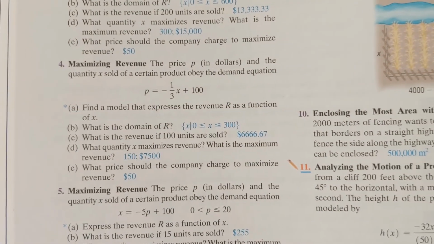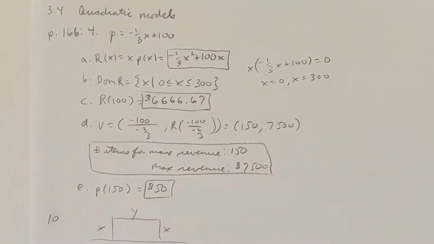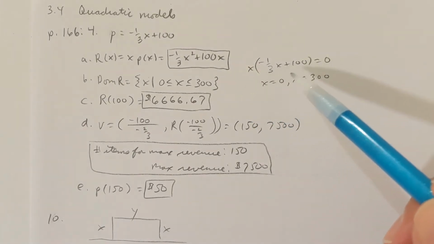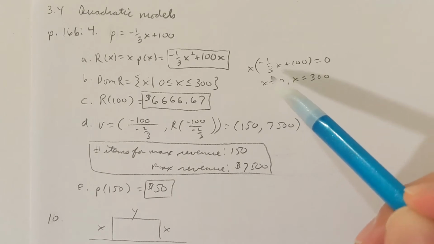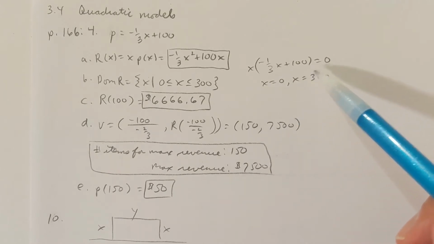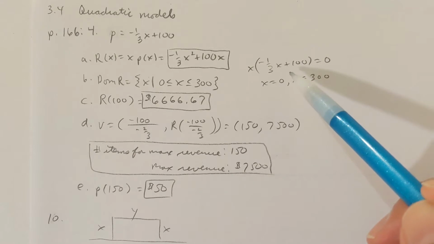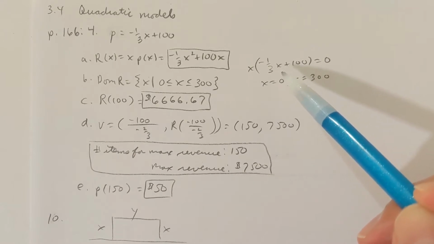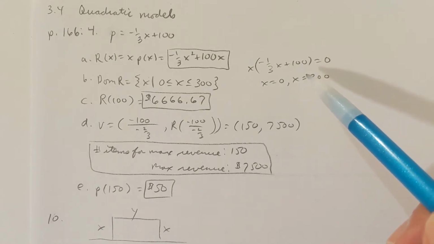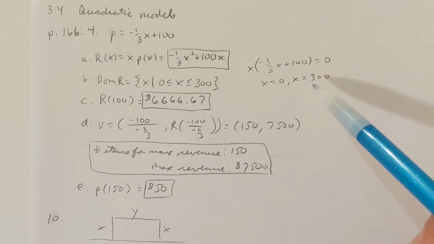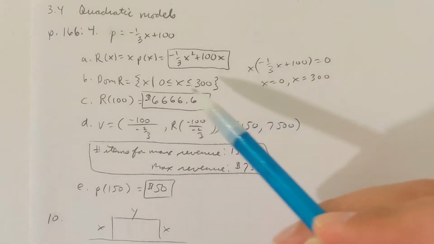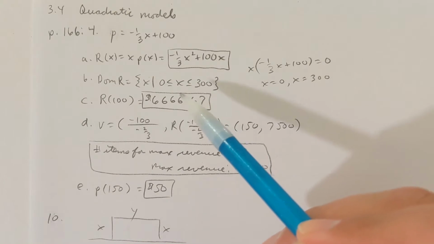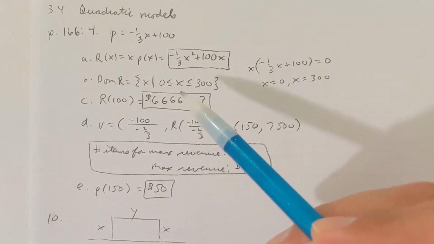Part B, what is the domain of R? The domain of R would be, so I set X times negative 1/3 X plus 100 equal to 0. X equals 0. Negative 1/3 X equals negative 100 means that X is equal to 300. So between 0 and 300 is the domain of the function.